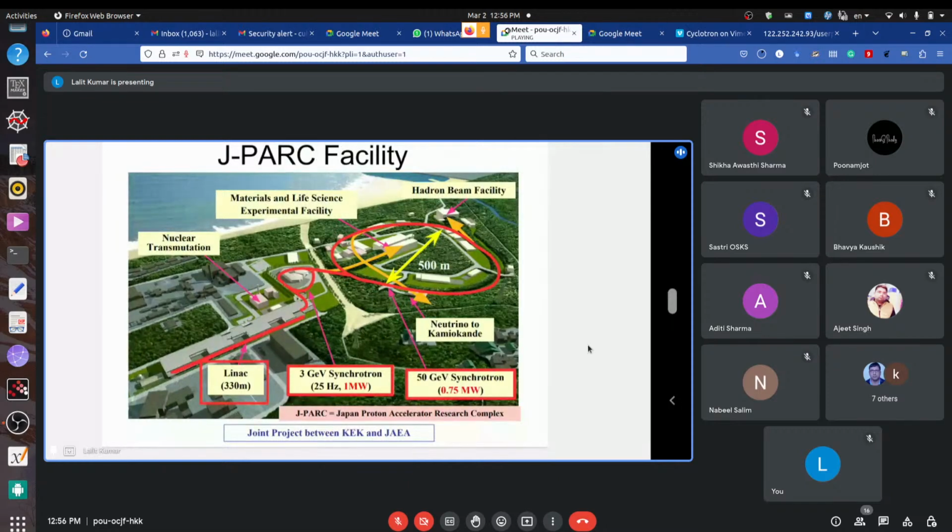So basically, the idea behind all this: you have a linear accelerator, and particles are accelerated from that. Proton acceleration is much more difficult compared to electron acceleration. The reason is very simple. When accelerating protons to higher energies, a proton is not very relativistic at the start to begin with.